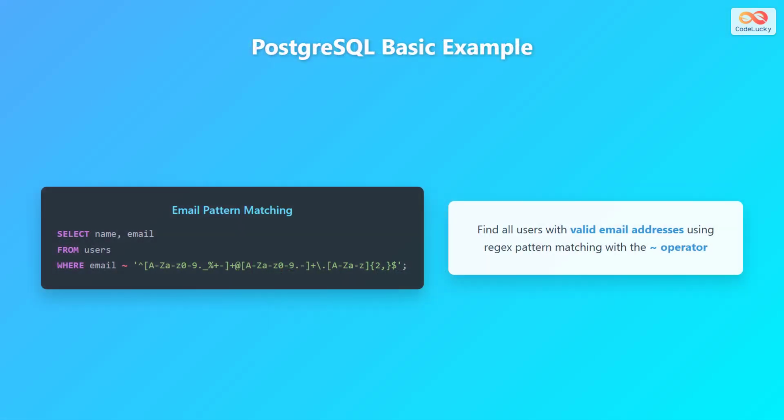Let's look at a basic example of using regex in PostgreSQL. This SQL query selects the name and email from the users table, where the email matches a specific pattern. The pattern ^[A-Za-z0-9._%+-]+@[A-Za-z0-9.-]+\.[A-Za-z]{2,}$ is a common regex for validating email addresses. This query finds all users with valid email addresses using regex pattern matching with the tilde operator.